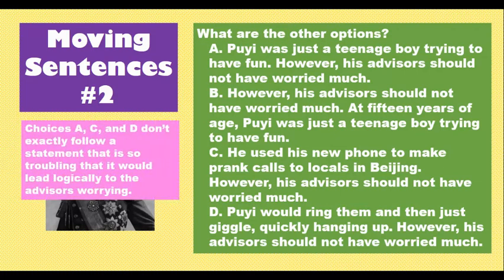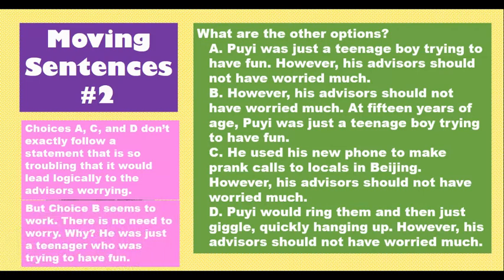Well, if you think about it, choices A, C, and D don't exactly follow a statement that's so troubling that would lead logically to the advisors worrying. None of those actually are leading into it. But B seems to work. Now, there's no need to worry. Why? Because he was just a teenager who was trying to have fun. And so therefore, the B choice makes a lot of sense. So think about that B choice.